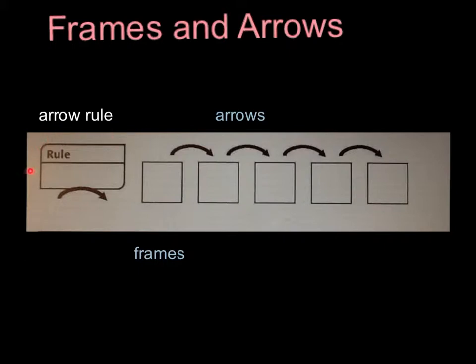This diagram right here is called a frames and arrows diagram. Frames and arrows diagrams consist of frames. Frames are shapes, like this box, that are connected by arrows, like these. Each arrow represents a rule. The arrow rule determines the number that goes in the next frame.